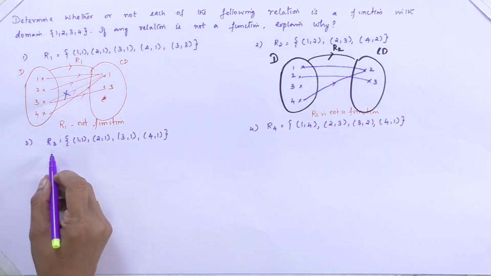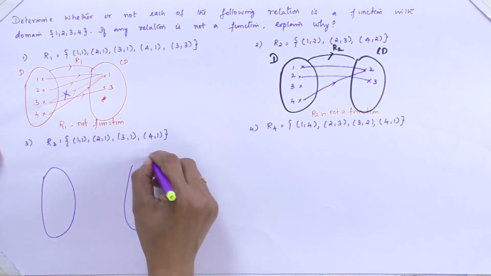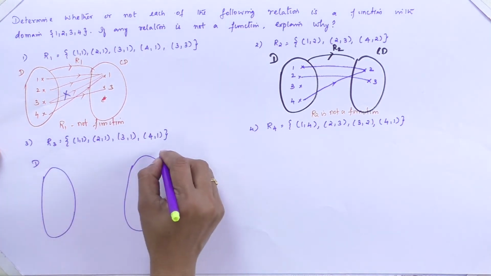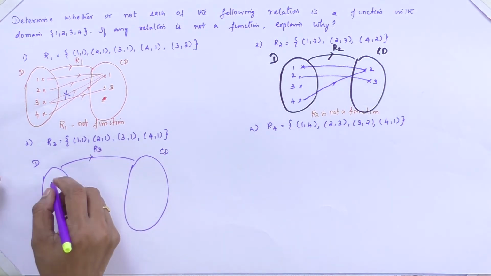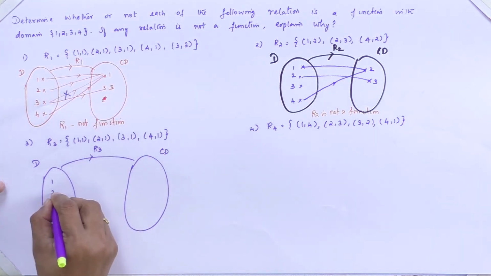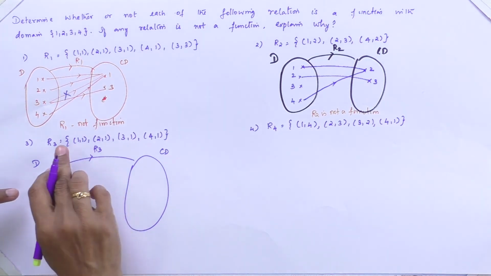And next is R3, which is this. I will have my domain set and my codomain set. This is the domain, this is the codomain, and I have my relation R3. So, what are all the domain elements? I have 1, 2, 3, 4. And I will have to see whether this relation is a function or not.